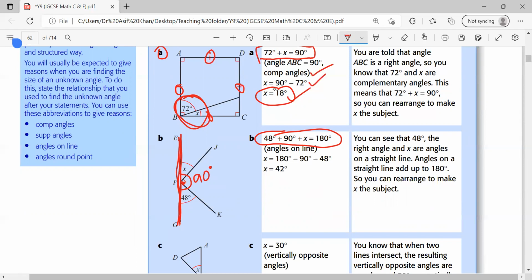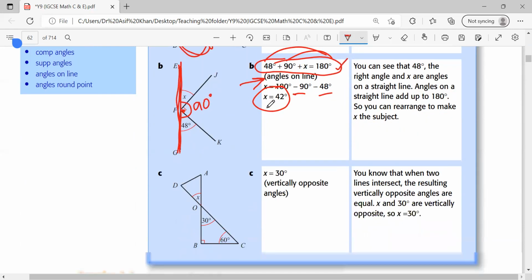After that, we give the reason: angles on a line. And we know that angles on a line add up to 180 degrees. That's why we make this equation. So here we mention the reason also. Now we solve this one. We shift this 48 and 90 over, so it becomes minus 90 minus 48. When you simplify, you get x is equal to 42. Clear? Any question?